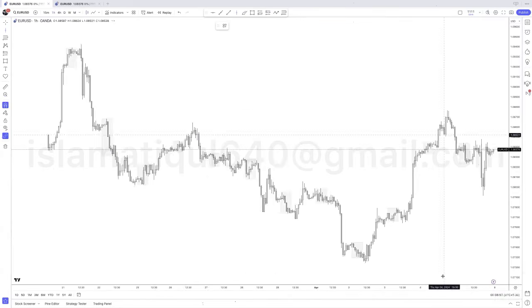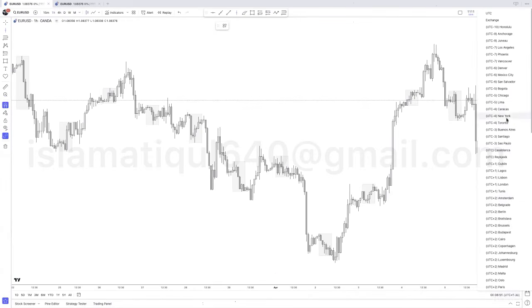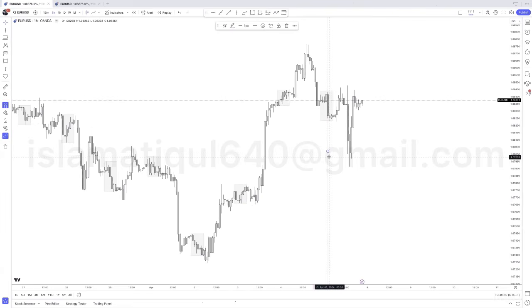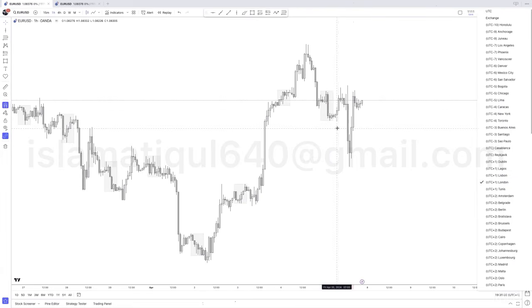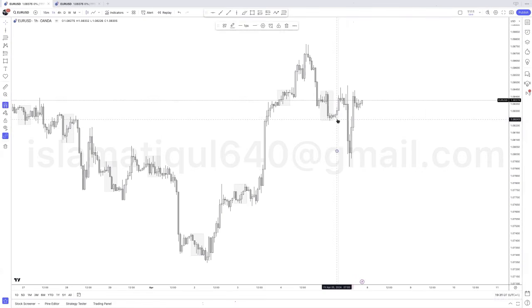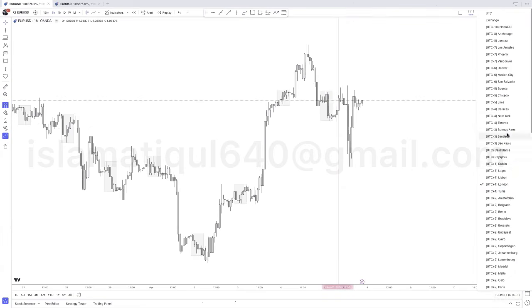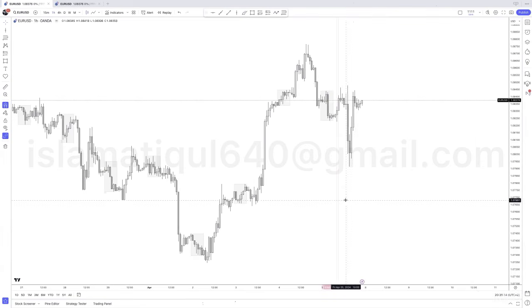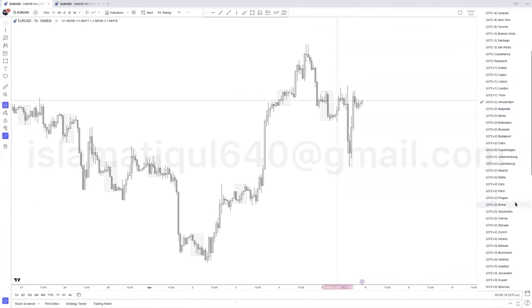If you want to know what time London is opening, set your time to London time, and 8 a.m. London time is when London is opening. That's it, very simple. Always 8 a.m. London time is when London is opening, and 7 a.m. London time is when the London kill zone is opening. Or else the London kill zone is the Frankfurt session, so maybe Amsterdam time. So 8 a.m. Amsterdam time is the London kill zone, or maybe Germany time or whatever.